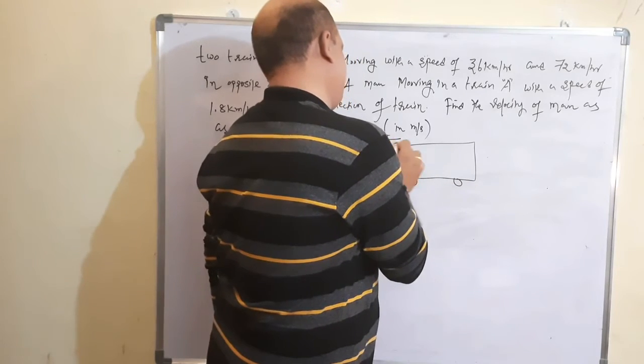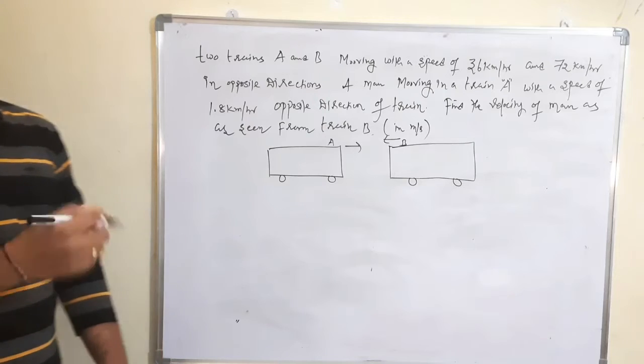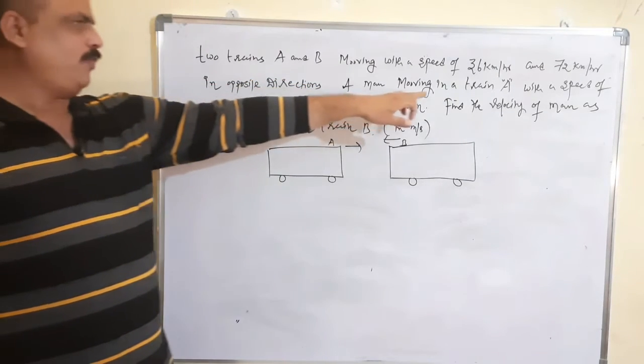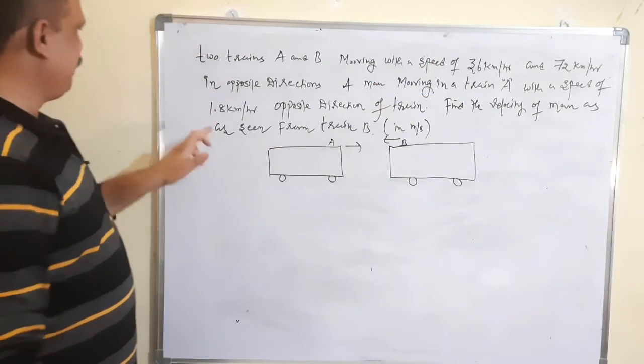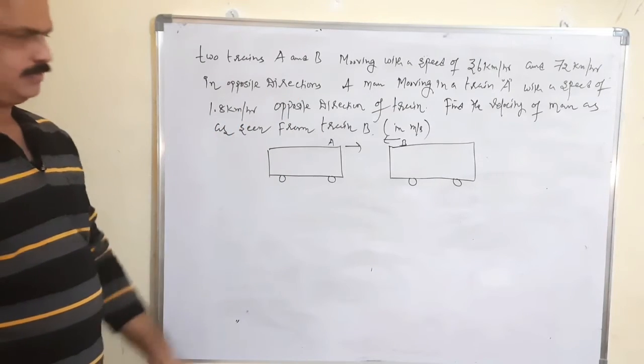And this is B. This train is moving along this direction. They are moving in opposite directions. A man moving in a train A with a speed of 1.8 km per hour in opposite direction of train.